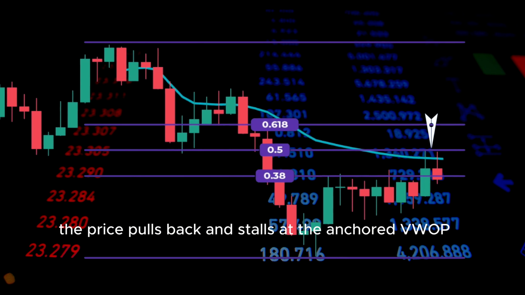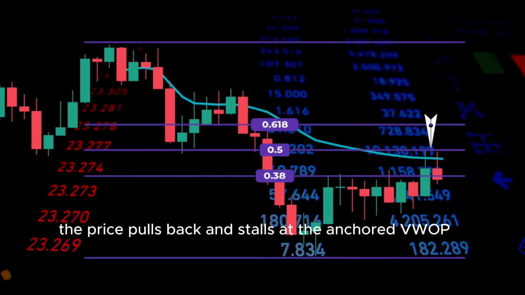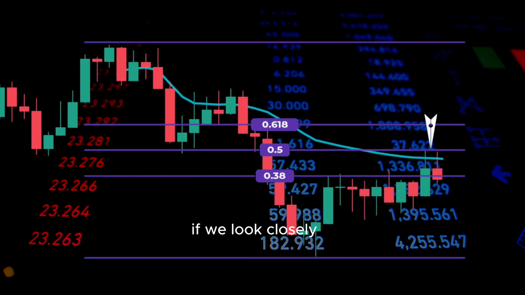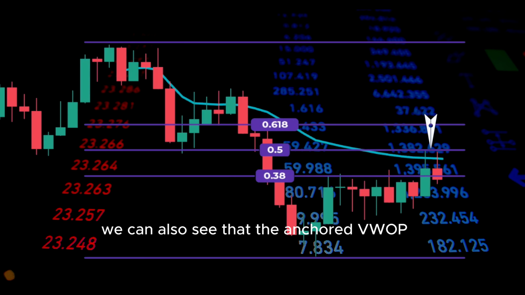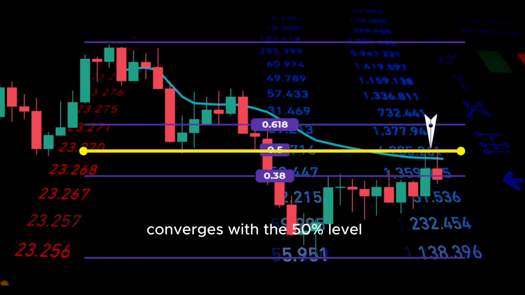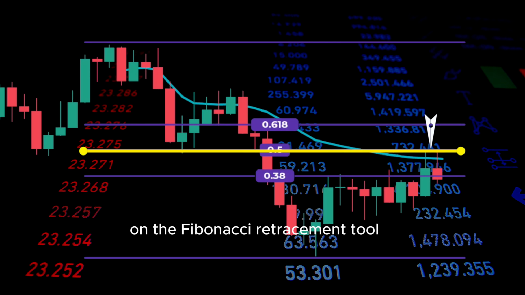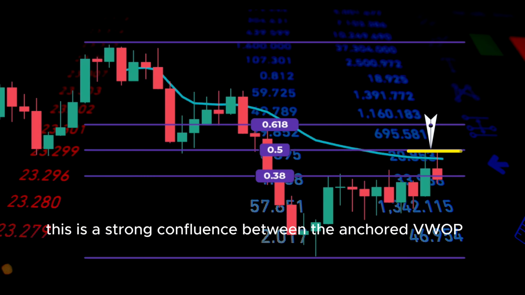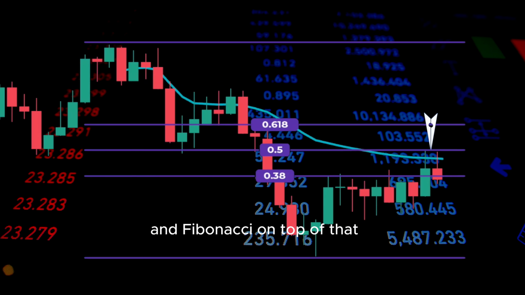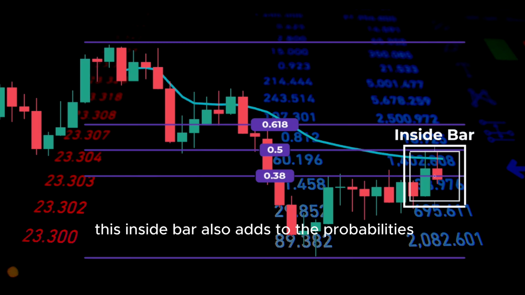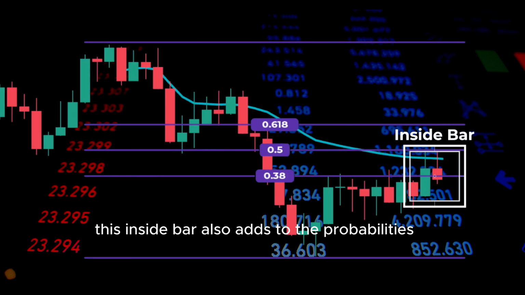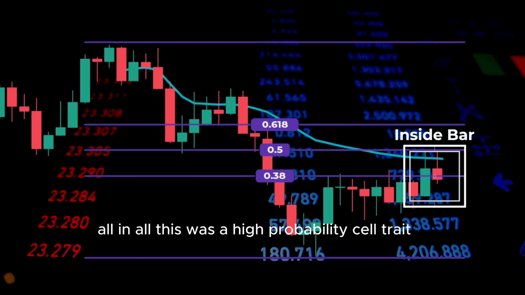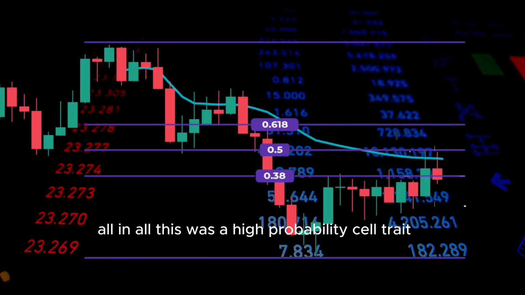The price pulls back and stalls at the Anchored VWAP. If we look closely, we can also see that the Anchored VWAP converges with the 50% level on the Fibonacci retracement tool. So, this is a strong confluence between the Anchored VWAP and Fibonacci. On top of that, this inside bar also adds to the probabilities. All in all, this was a high probability sell trade.